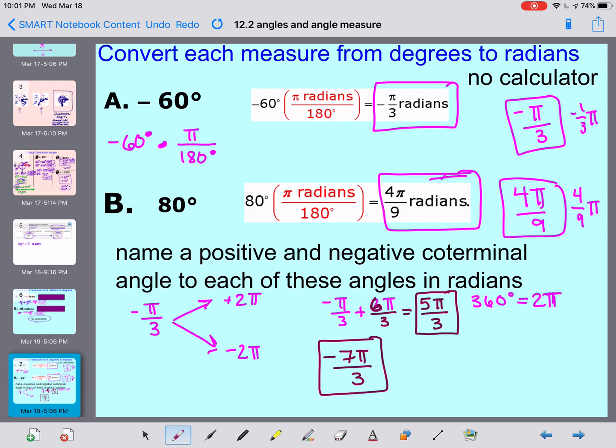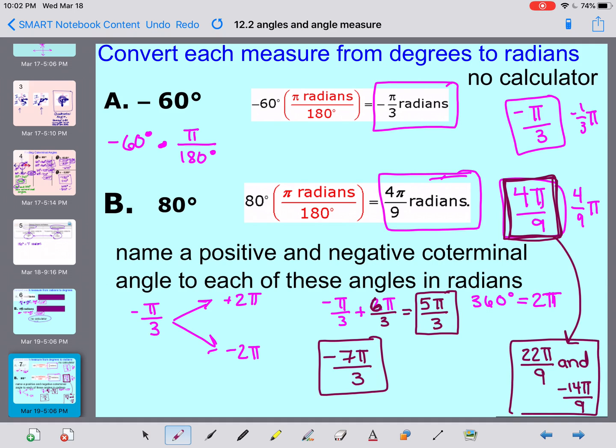Right? So pause the video and see if you can get a positive and negative coterminal angle for 4 pi over 9. A positive coterminal and a negative coterminal for 4 pi over 9 using radians. Right? And you should be getting 22 pi over 9 and negative 14 pi over 9 for your coterminal angles. One positive, one negative. Again, there's an infinite number of answers, so if you had another answer, you would need to check it with me.